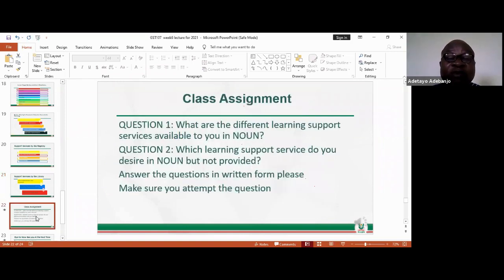Then I send this question to you as a class assignment. What are the different learning support services available to you in NOUN? You all know them. We have discussed them. These questions were supposed to be answered in your discussion forum. Then, which learning support services do you desire in NOUN but not provided? I want this answer in written form. Please send it to the link. Thank you. God bless you.